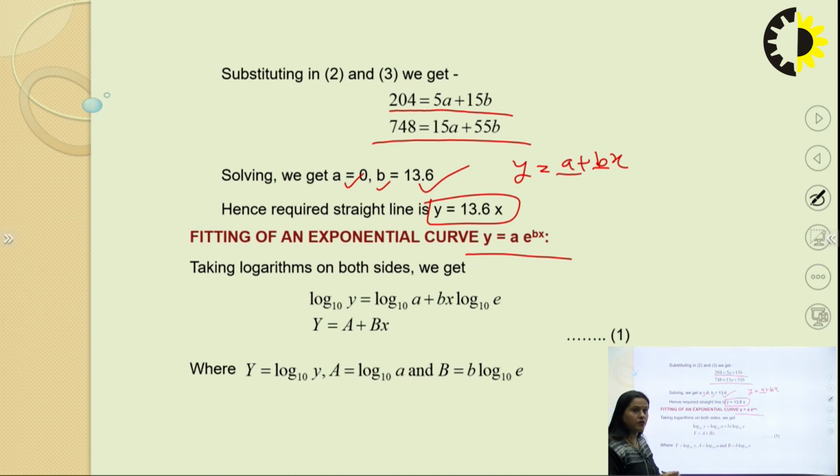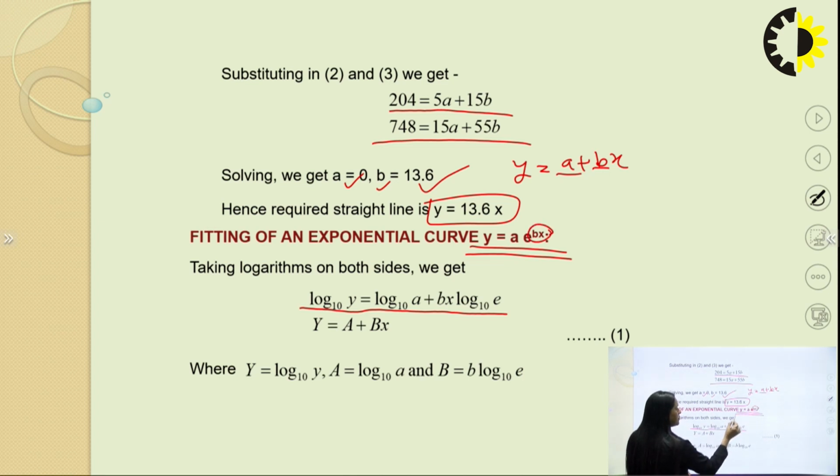So as I have already told you, the curve fitting can be an equation in exponential, logarithmic, or algebraic form. Here we have an exponential equation. For applying the method of least squares, we will take log on both sides of the given equation. On taking log, we get log y to the base 10 is equal to log a to the base 10 plus b into x, because b and x are in the power, times log e to the base 10.